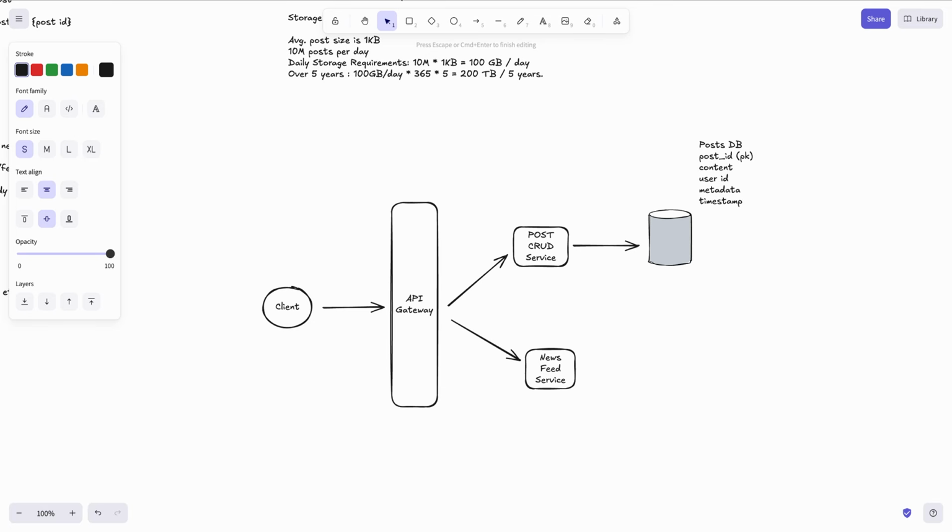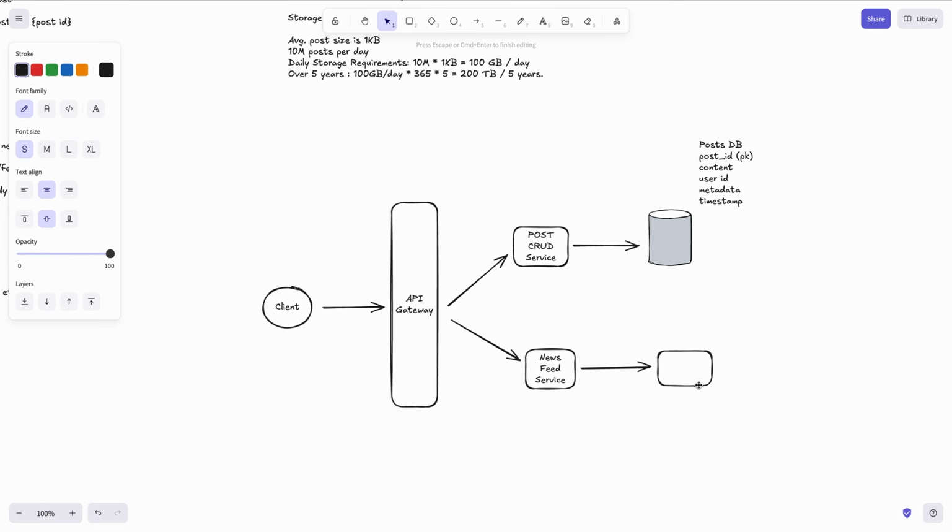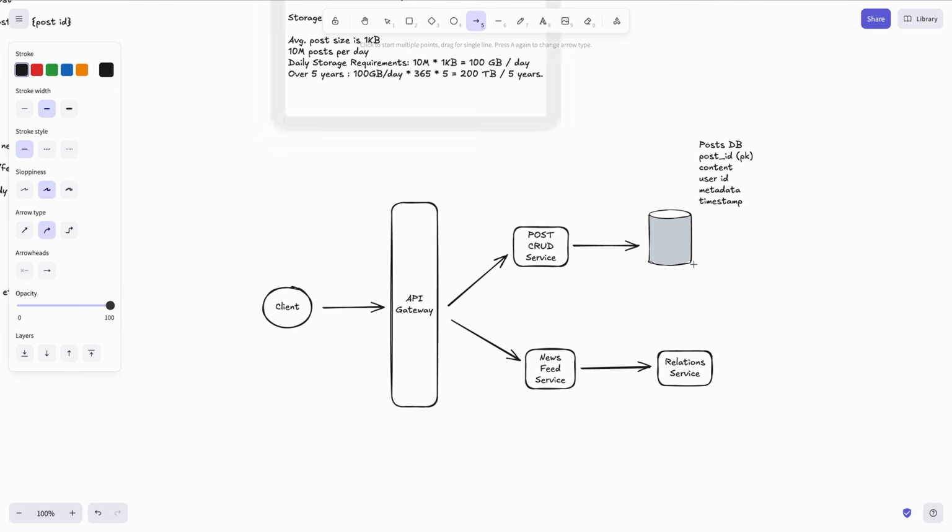And to build the feed, the newsfeed service needs to know all the users the current user follows. So it first talks to another service, let's say a relation service. The relation service manages all the follower and followee relationships in our system, and the data is stored in a relations DB.